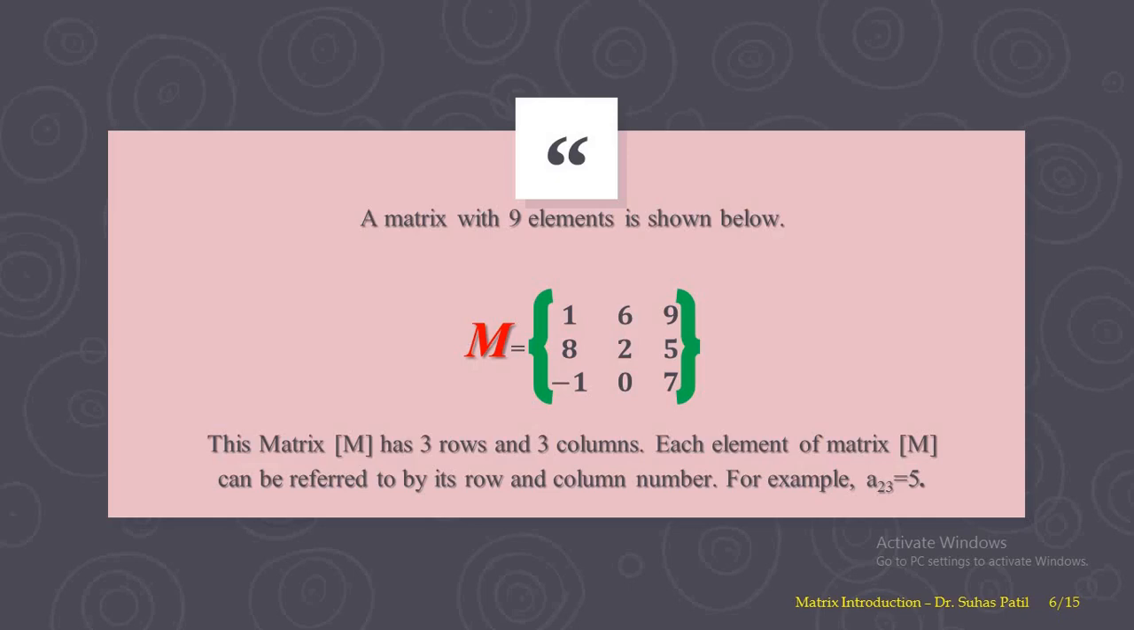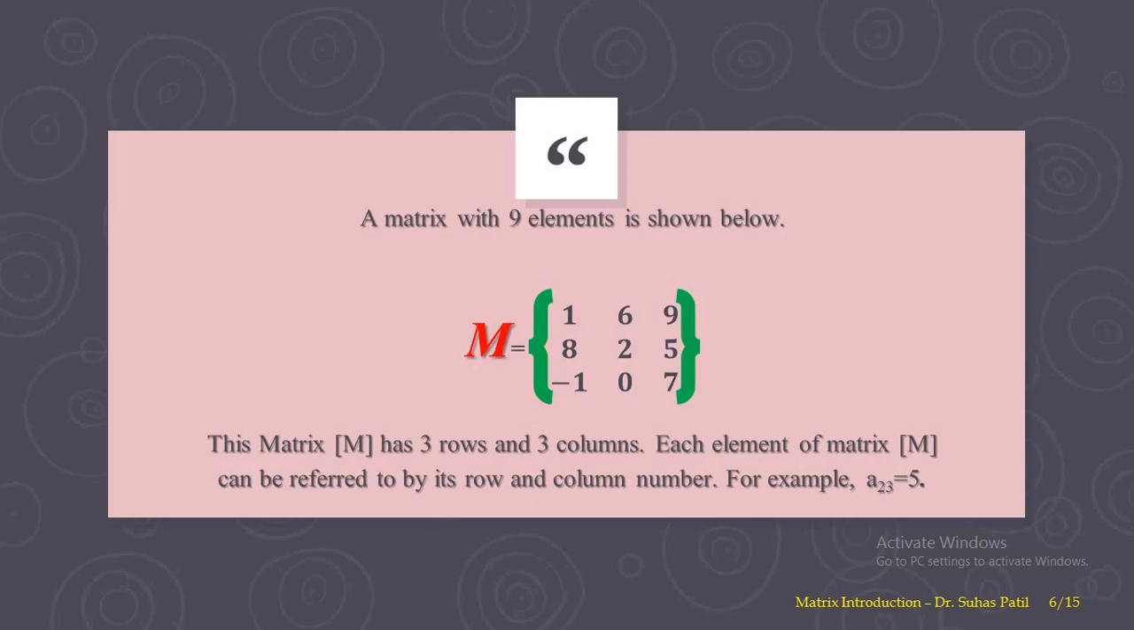So the first row, as we see here, is 1 6 9, the second row is 8 2 5, and the third row is minus 1 0 7 of the matrix. Whereas we have the columns in the matrix. The first column is 1 8 minus 1, the second column is 6 2 0, and the third column is 9 5 7. So this is nothing but the actual representation of the matrix.